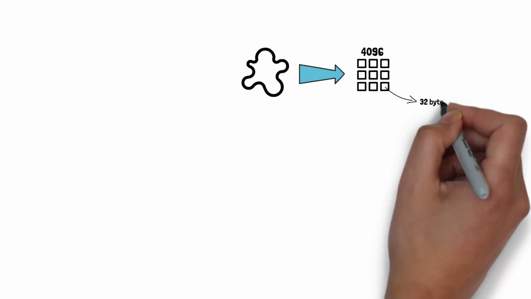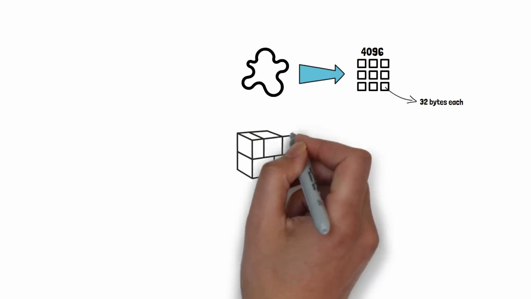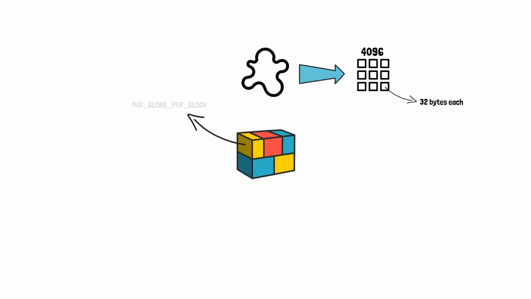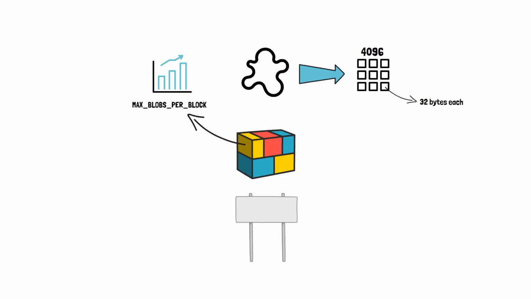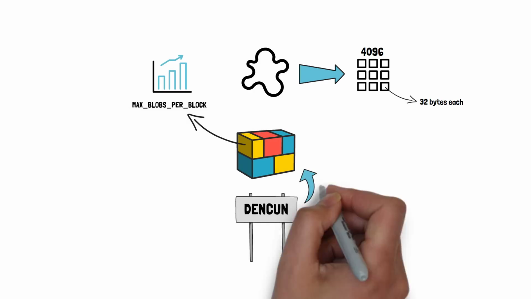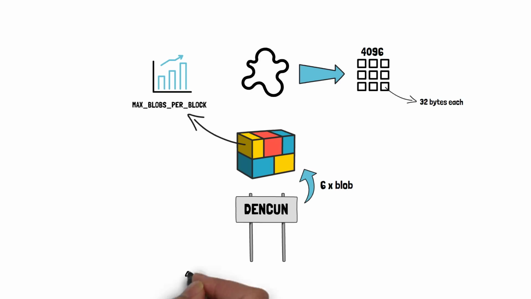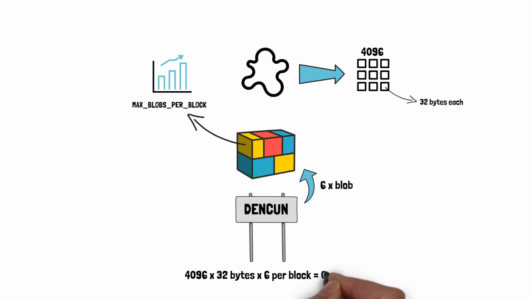The blob cap per block is controlled by the max blobs per block parameter. The cap can start low and grow over multiple network upgrades. Initially, Denkun is targeting 6 blobs per block. 4096 times 32 bytes times 6 per block equals 0.75 megabytes per block.